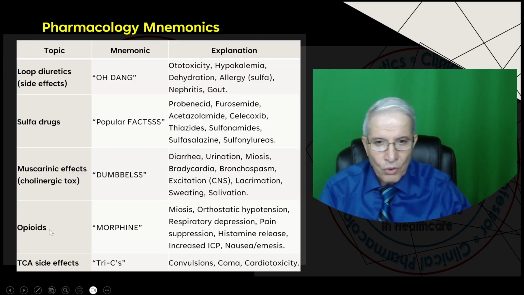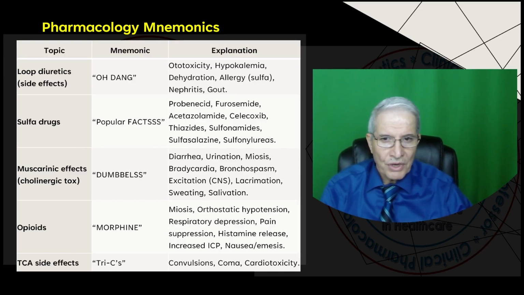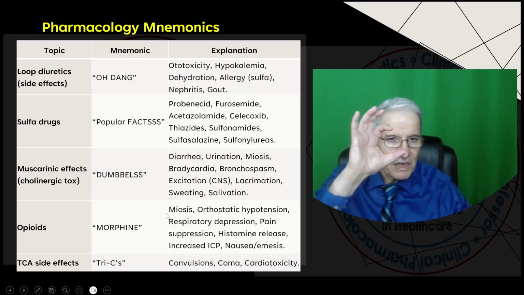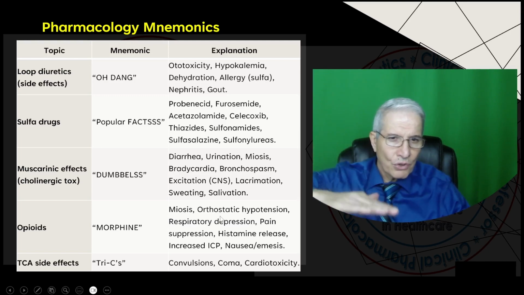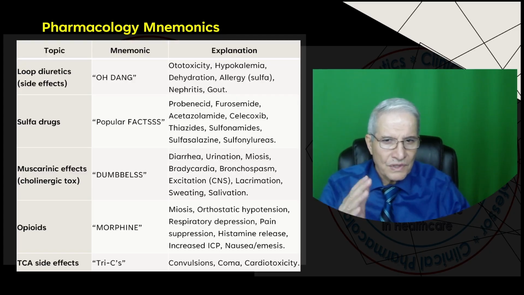We have opioid. Opioid belongs to the narcotics. Here we have the mnemonic MORPHINE. We talk about the effects of opioid on the human body. As you can see here, we have miosis, which means narrowing of the pupil of the eye. Orthostatic hypotension, which means dropping blood pressure, hypotension when you change your position from supine to standing or sitting.